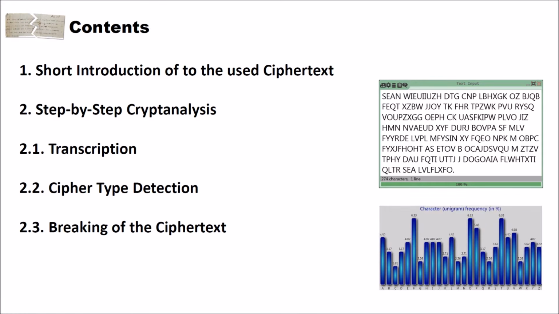In this video I want to show you how you can break a ciphertext from which you don't know the type of the cipher. I structured the video into different parts. First of all, I want to give you a short introduction of the used ciphertext. I use an original historical ciphertext in this video. Then I want to give you a step-by-step cryptanalysis, and here we will first see what transcription means. Then we will have a look at how to detect the type of used cipher, and finally, of course, we want to break the ciphertext.